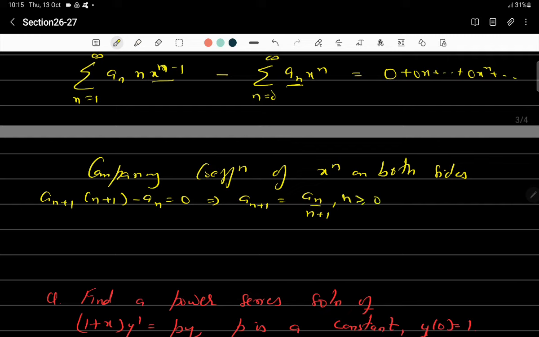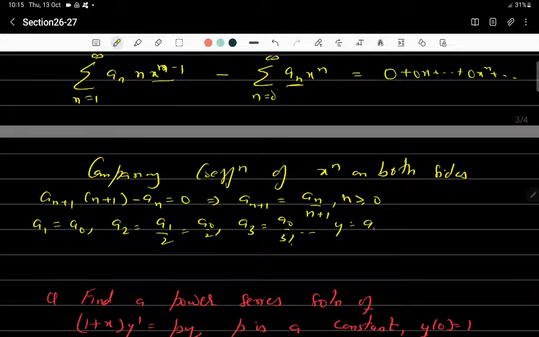Now I should try to substitute the values. So if I substitute n is equal to 0, then a1 comes out to be a0, then a2 is a1 by 1 plus 1, 2, which is a0 by 2, a3 is a0 by 3 factorial, and so on. It means y is a0 common and 1 plus x square.